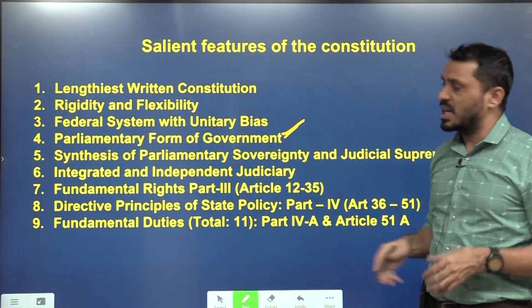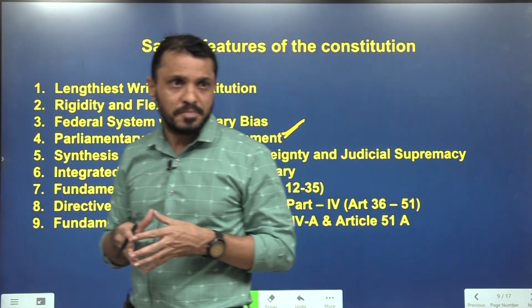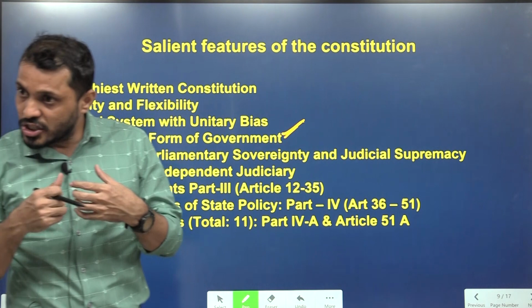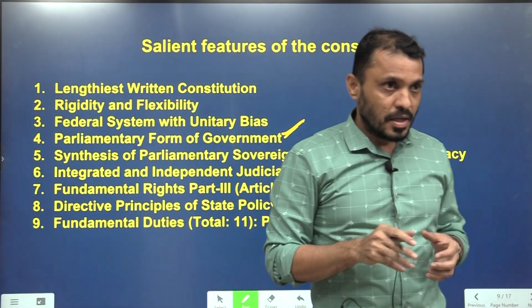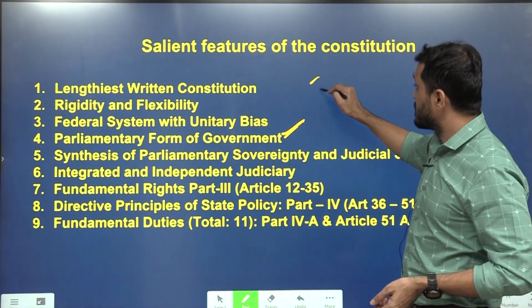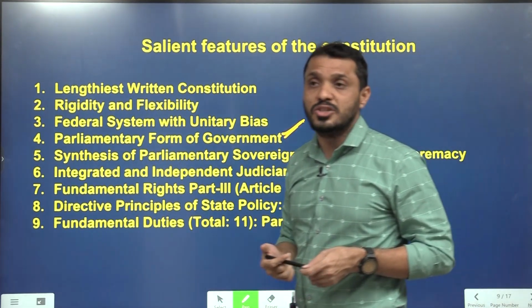Next, the fourth one: parliamentary form of government. As I mentioned already, India follows the parliamentary form of government. Parliamentary form of government means the executive and the legislature enjoy a close relation, and the executive is derived from the legislature. In India, the executive is derived from the legislature. How can you say that? You can say by referring to Article 75, Clause 5. What is Article 75, Clause 5 talking about?